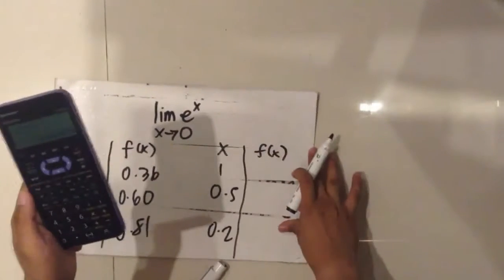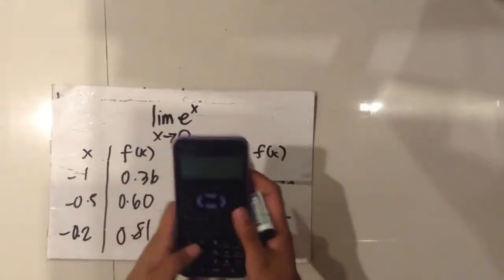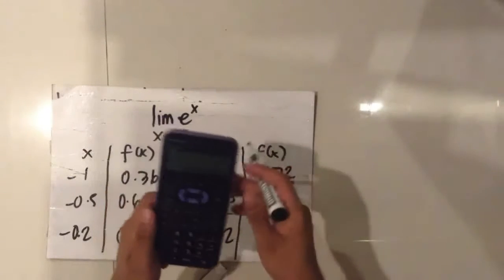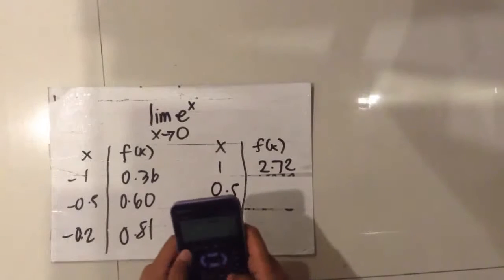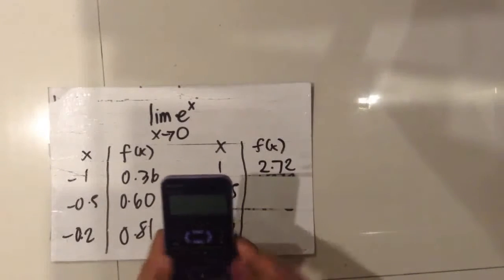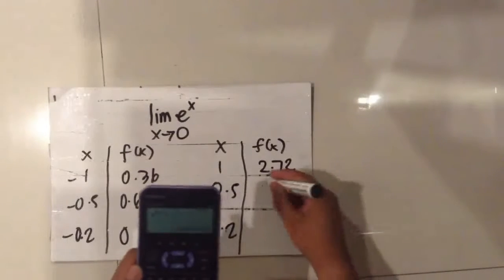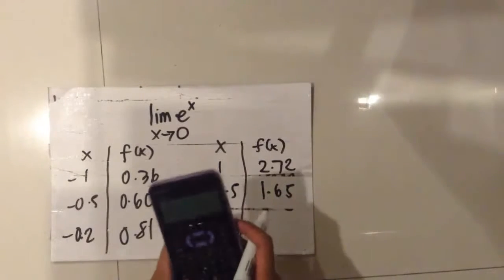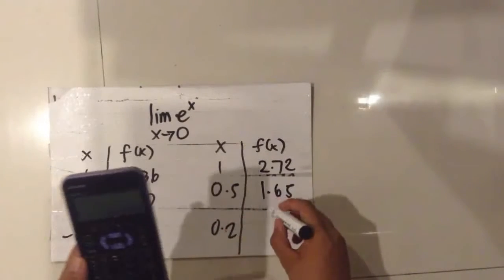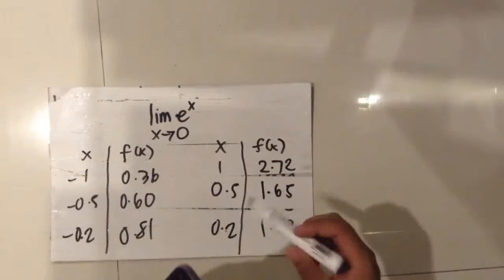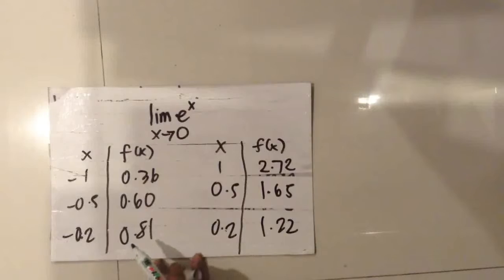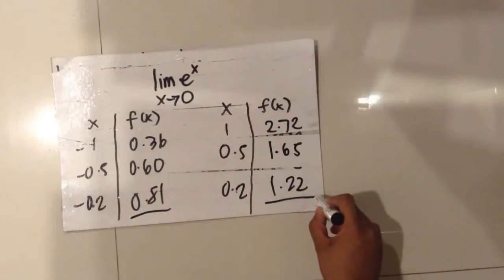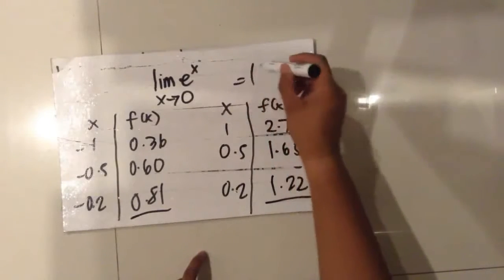On the right side, we will substitute e raised to 1, and the answer will be 2.72. e raised to 0.5 is equal to 1.65, and e raised to 0.2 is 1.20. Both values are approaching what number? 0.81, 1.20. The answer will be 1.